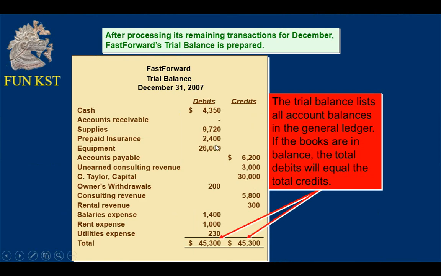Now the last step of the accounting process is here. We need to do a trial balance report, and the trial balance lists all account balances in the general ledger. If the books are in balance, the total debit will equal the total credit. So here is the way to prepare a trial balance report. First, we start with asset accounts, and then liability, equity, revenue, and then expense. We need to put them in this order to prepare the trial balance report. So total debit and total credit together must be equal.